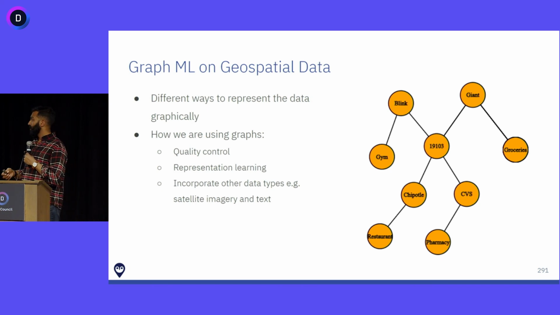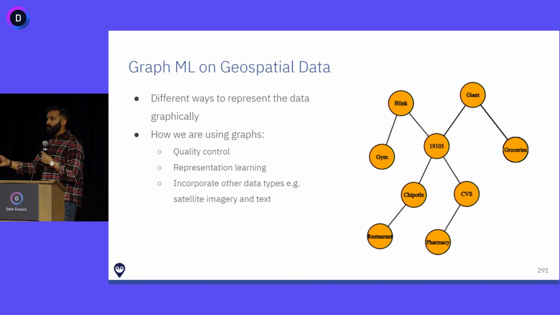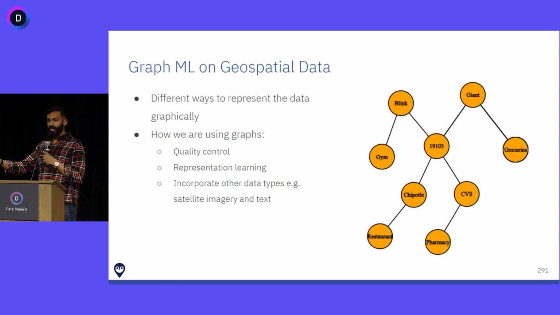Another thing that we're playing around with is representation learning. One use case here is you could embed this zip code based on the POIs in the zip code and then compare embeddings between different zip codes. Let's say you wanted to recommend a zip code that someone should move to based on where they currently live. You could do that. So that's representation learning. And finally, this is such a flexible form of data that we can incorporate other data types in: satellite imagery, text, it could be reviews of the business, and these could be node features. And then again, we could go back and do quality control and representation learning with those new features.